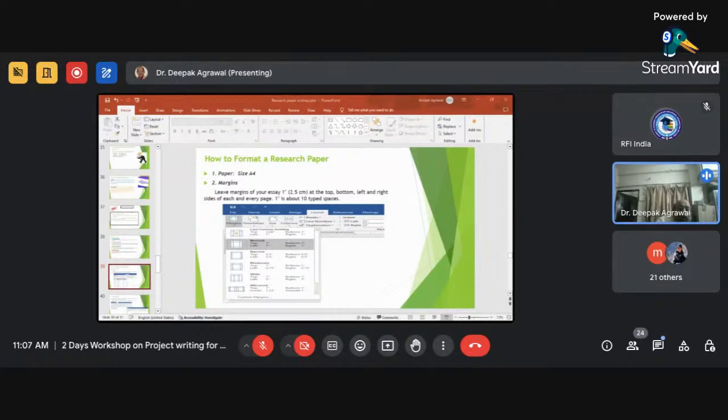Formatting the research paper. There are two ways you can format the research paper. One is the normal formatting, 1 inch from both sides, or you can have a 1.25 margin for the left side because it goes for the binding in case of thesis writing, and 1 inch for the other three sides. Otherwise, 1 inch is best for all. You can format this in the Layout section. Here is the margin, and there you can format it.